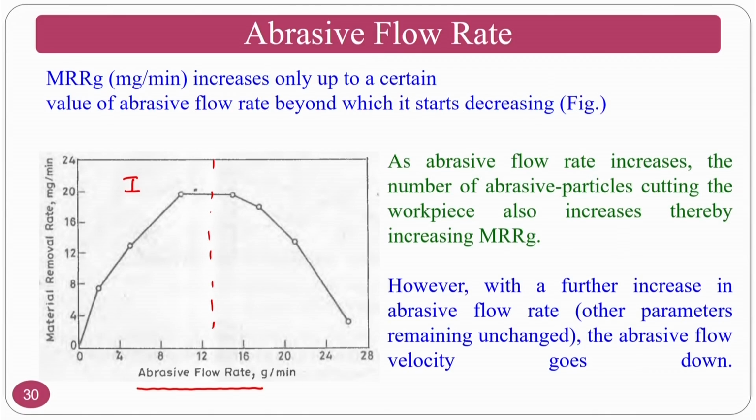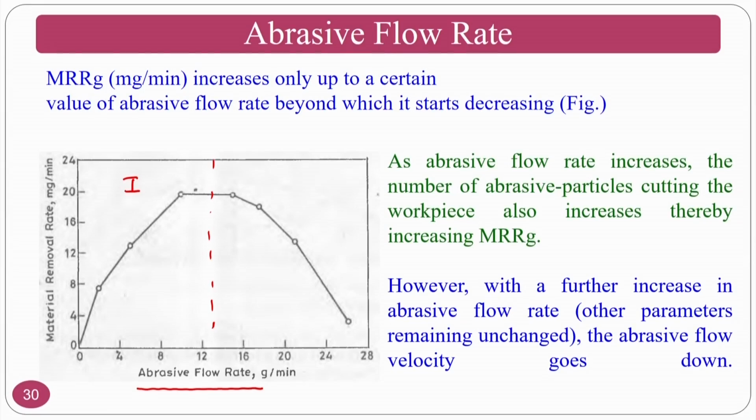If you go beyond a certain value and increase the abrasives, the abrasives will hit one another and the velocity will be reduced. As the abrasive flow rate increases, the number of abrasive particles cutting the workpiece also increases, thereby material removal increases. This refers to part 1. However, with further increase in abrasive flow rate, the abrasive velocity goes down, because in section 2 the abrasives collide with each other and there will be a loss in velocity.